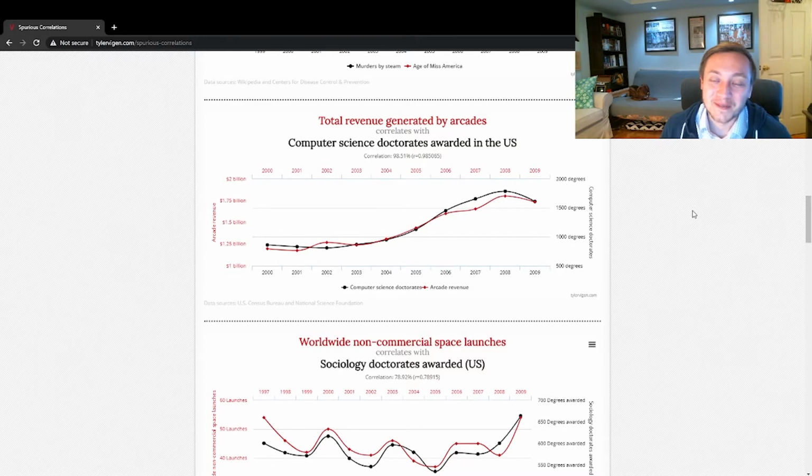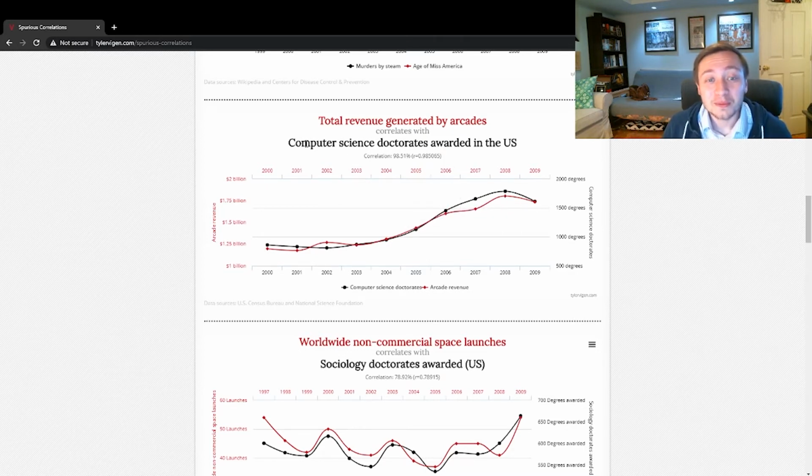Okay, let's be fair. Let's be real. There's not a causal relationship here. This is a completely spurious relationship, and you could make this argument. You could try as hard as you can to make this extremely tenuous argument that computer science doctorates are spending more money at arcades in these years when they earn more doctorates on average than they did before. Okay, but the problem is, there's a lot of holes in that logic.